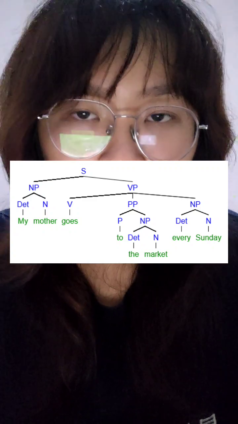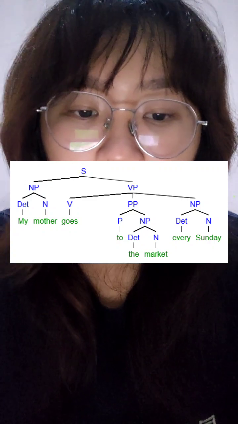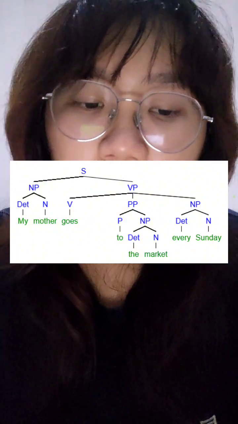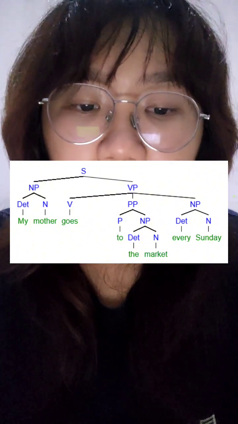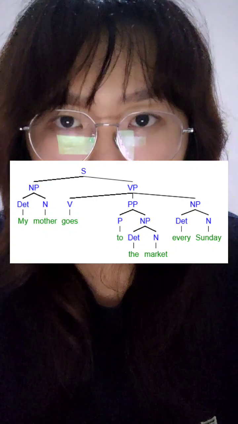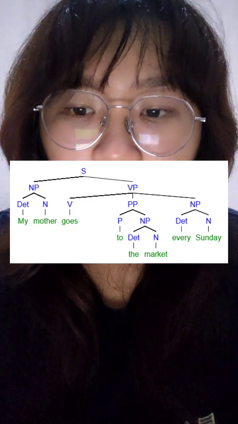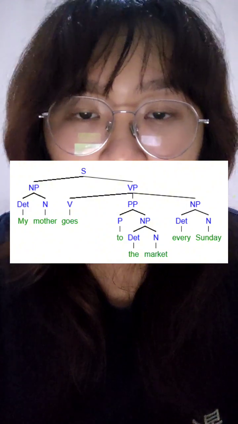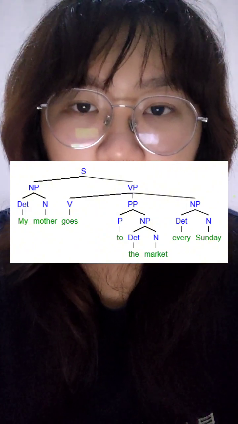Every Sunday is a noun phrase. The noun phrase here, every Sunday, is divided into two parts again. The determiner and then the noun. Determiner every and then the noun Sunday. So there we have 3, 4, 5, 6, 8 constituents again in this sentence.